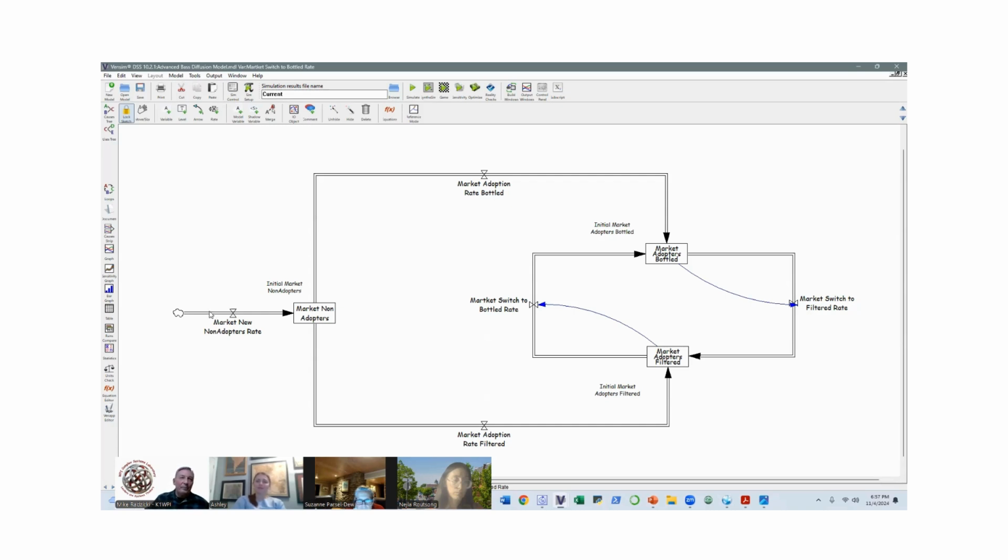So here's new adopters. This is just the skeleton coming into the market. So this would be like you lived on a farm in a rural area and now you've come to the city and you're realizing the water is better in the country.